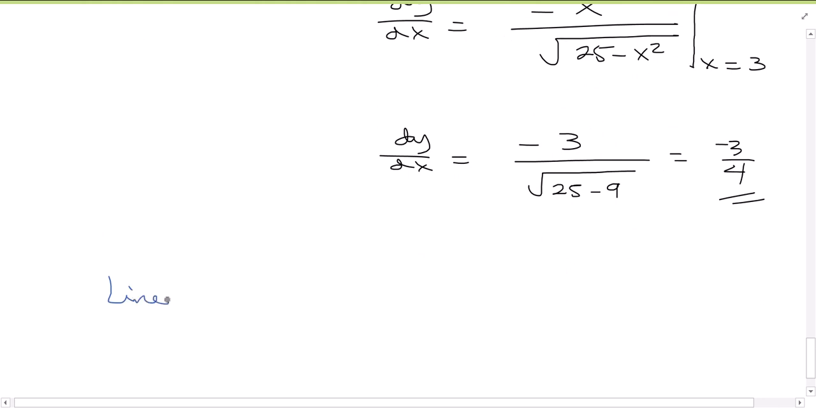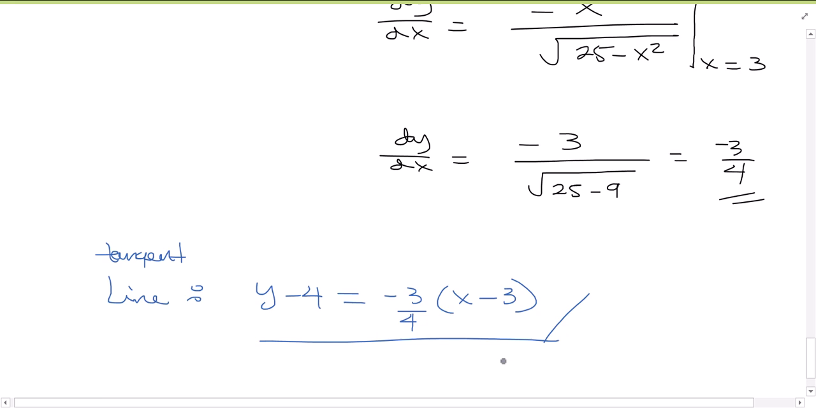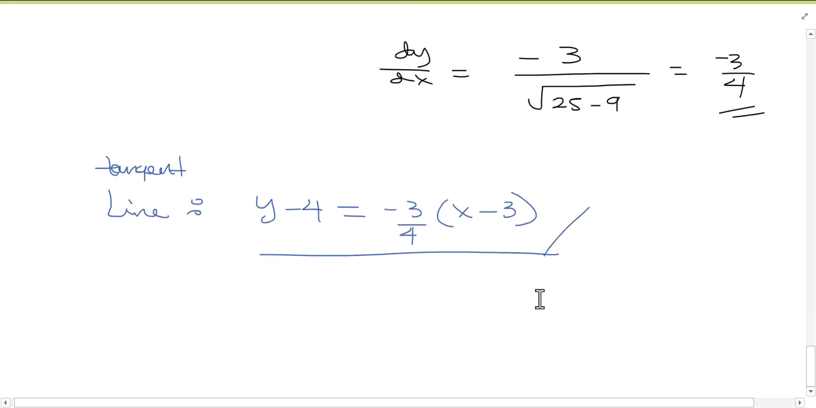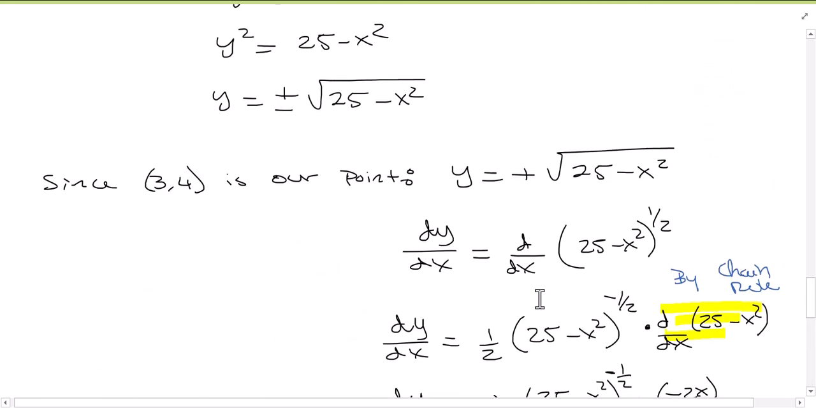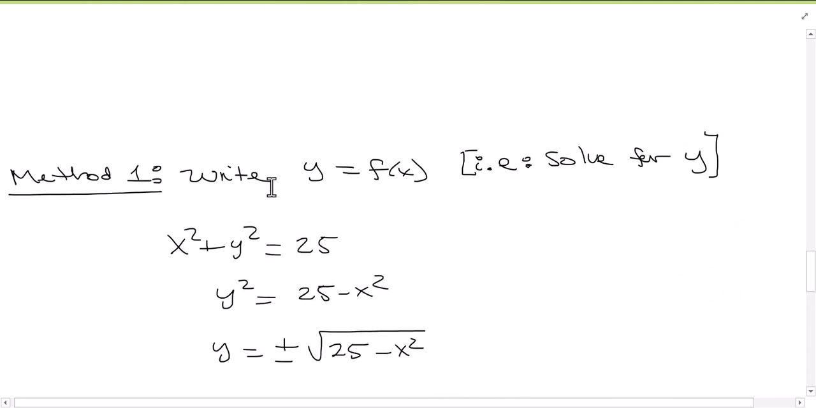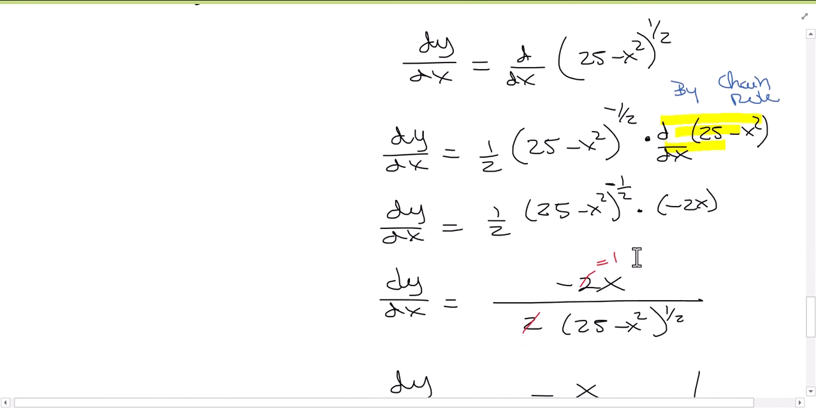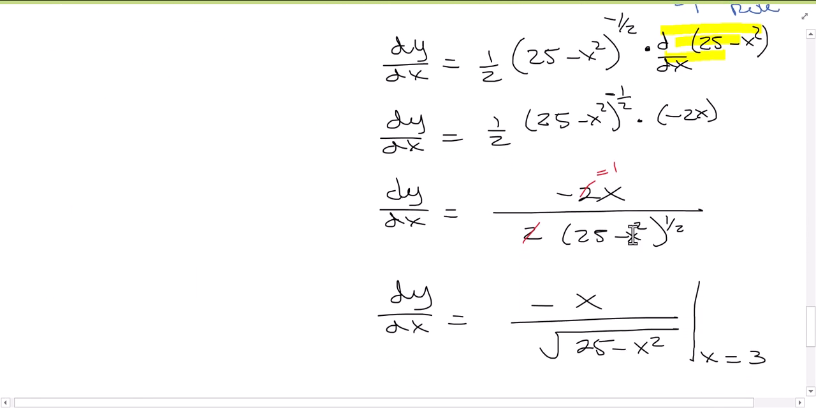So therefore the tangent line will be y minus y1, which was 4, equals m, which we found the slope to be, negative 3/4, times (x minus 3). And so this is the equation of our tangent line. So that was using method 1, where we write the function explicitly. We write y explicitly as a function of x. Now method 2 is we don't solve for y.